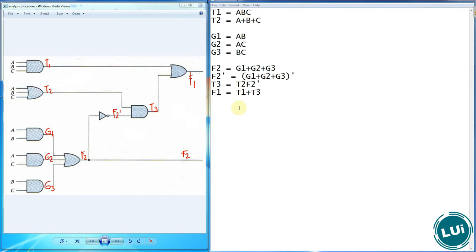And now let's work on deriving the Boolean expression using the input variables. So let's start with F2. Here you have F2 is equal to G1 or G2 or G3, and G1, G2, G3 are AB, AC, and BC. So your F2 is simply equal to AB or AC or BC.